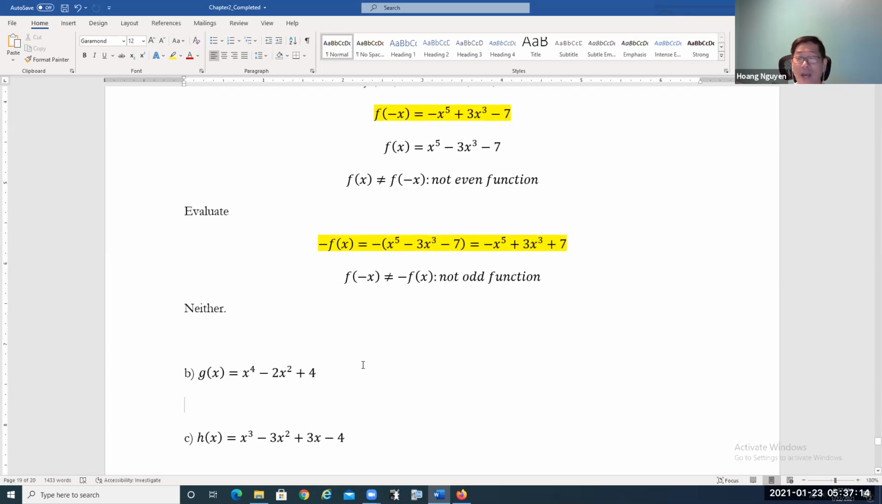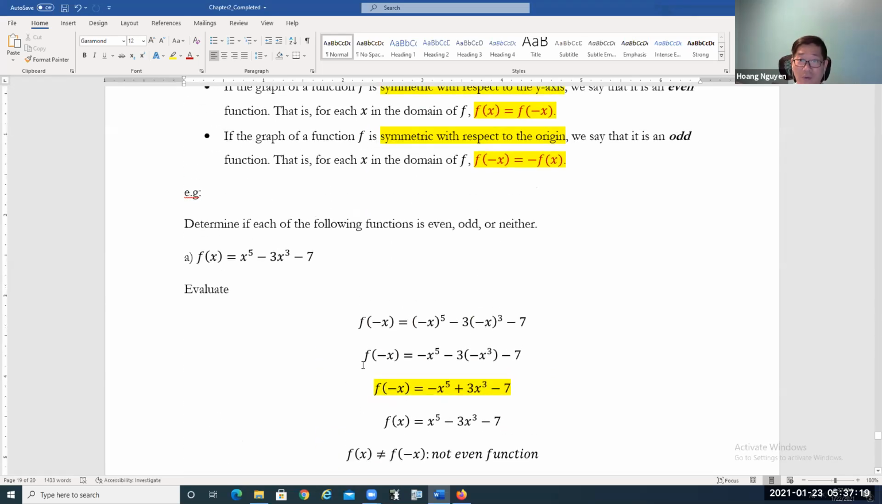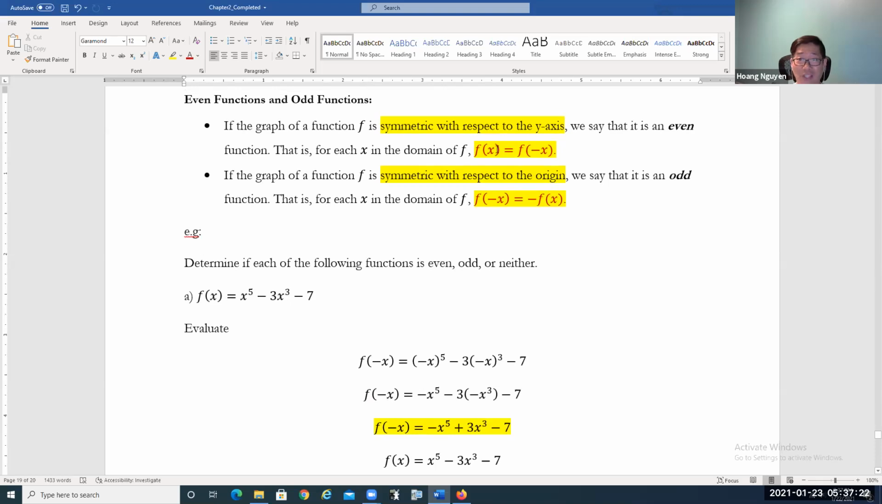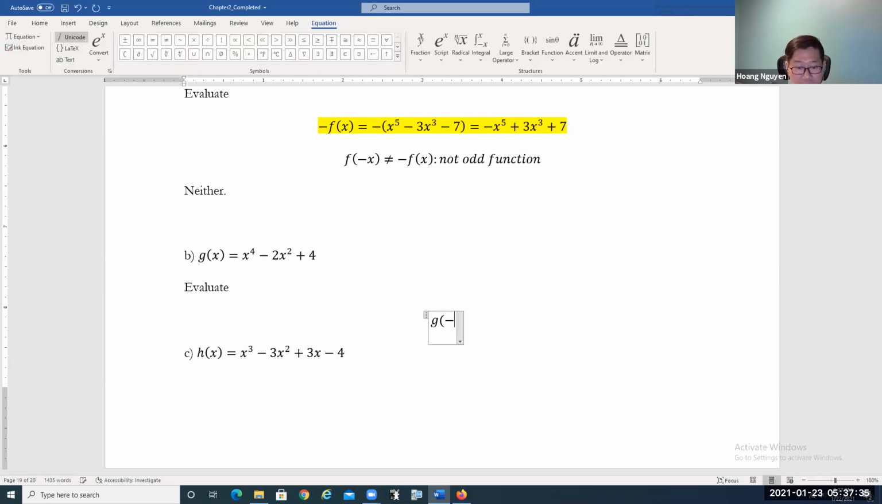Once again, you can base it on the symmetric property that we had earlier, or you can base it on the calculation on this page. So now I will calculate g of negative x. It means that the input will be replaced by negative x. So we have negative x raised to the power 4, minus 2 times negative x raised to the power 2, plus 4.